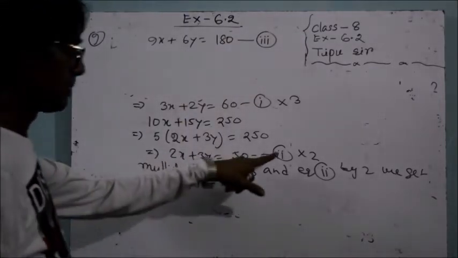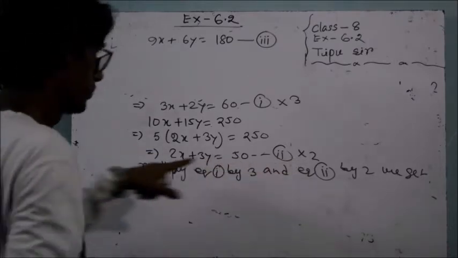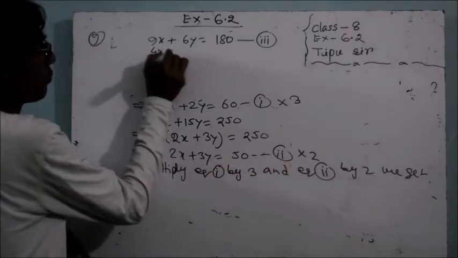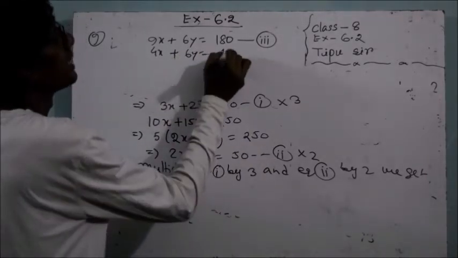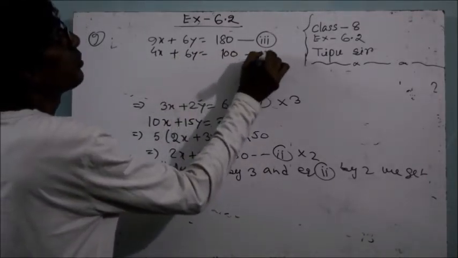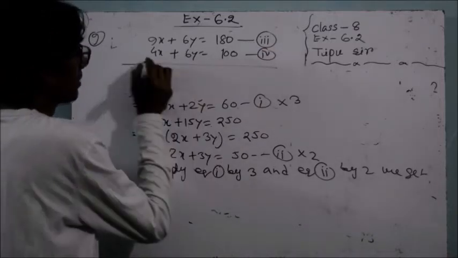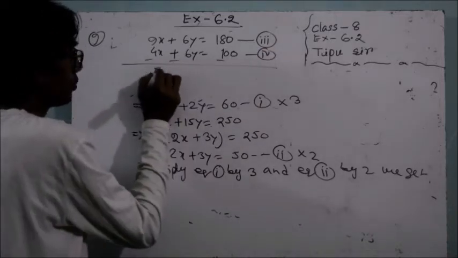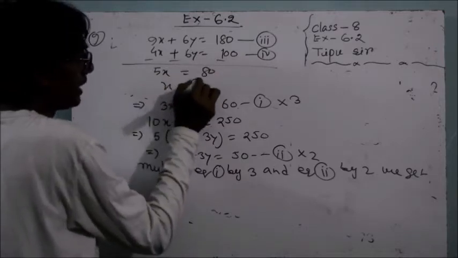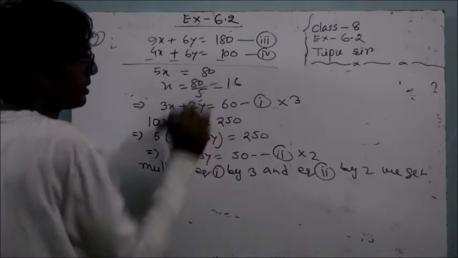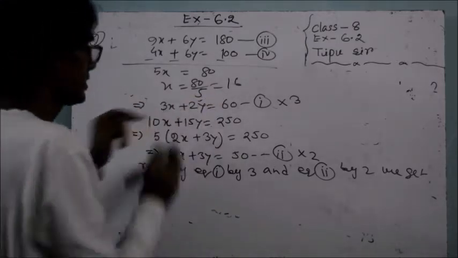Again multiply equation 2 by 2. 2 times 2 is 4x plus 3 times 2 is 6y is equal to 100. Equation number 4. Now subtract. So 5x equal to 80, or x equal to 80 by 5 is equal to 16. So each notebook price is 16 taka.